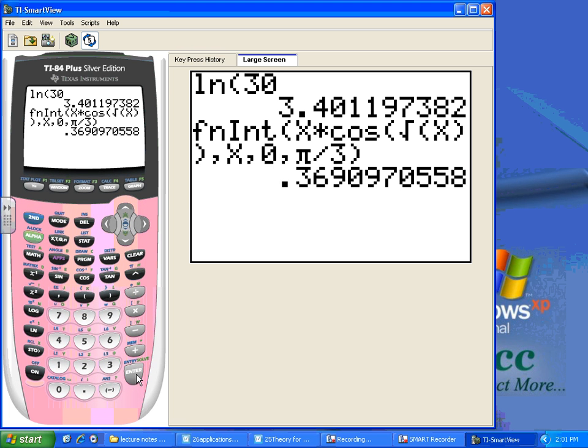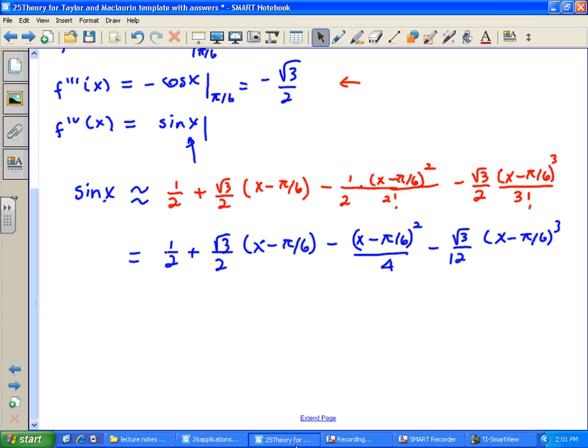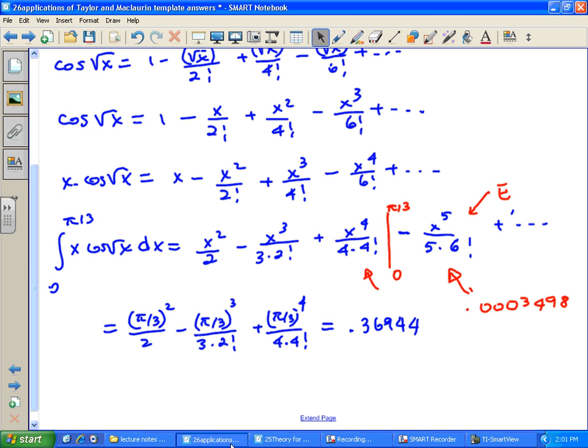What do we get over there? Something really close, right? 0.369 to the thousandths accuracy. You know, our answer is definitely matching the calculator's answer there. And if you take the difference between that calculator's answer and our answer, we should be able to see that the error is less than 0.00349. Okay.